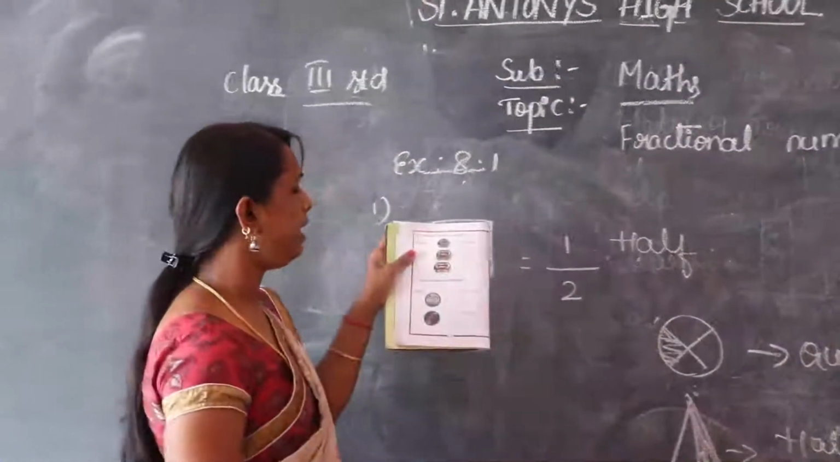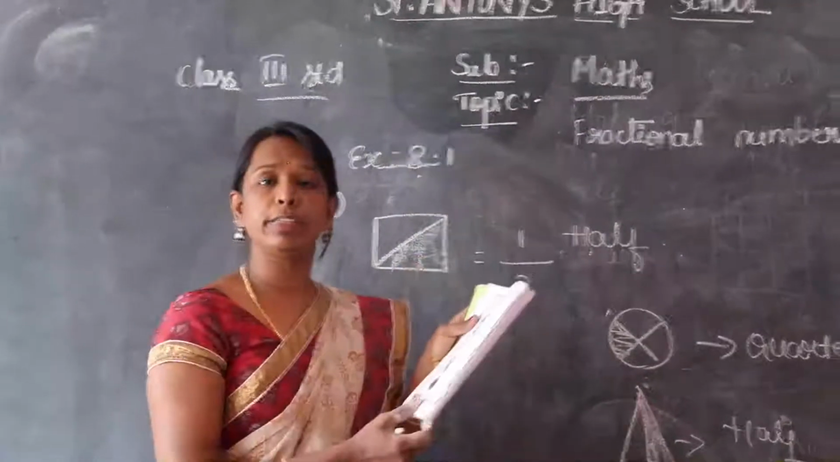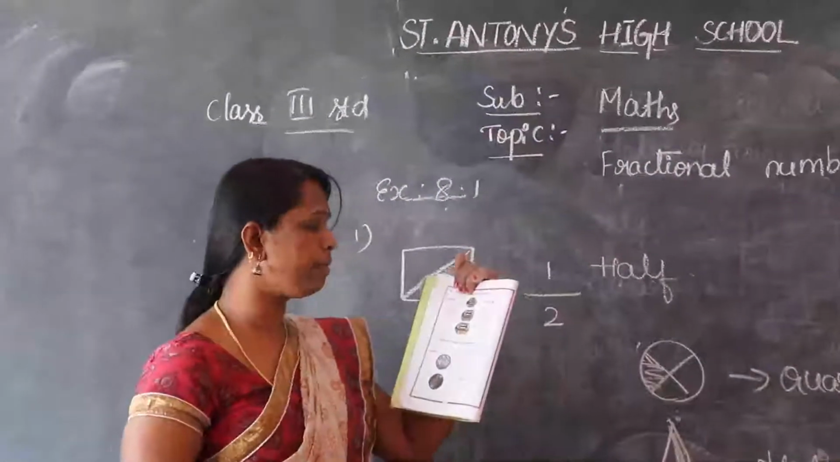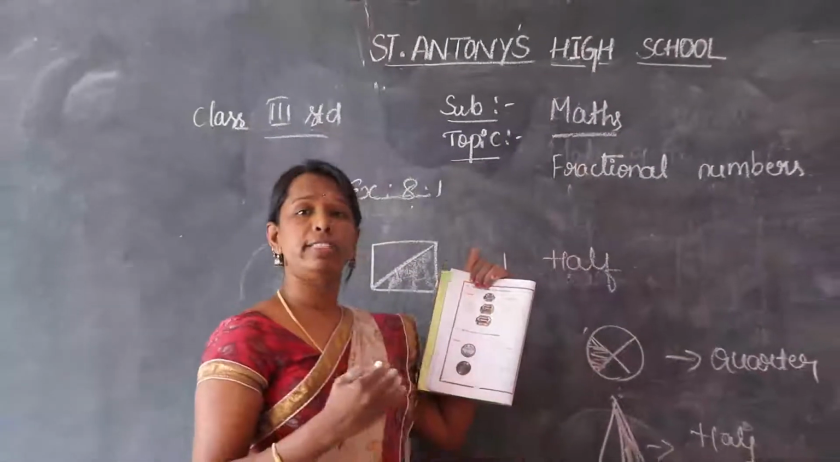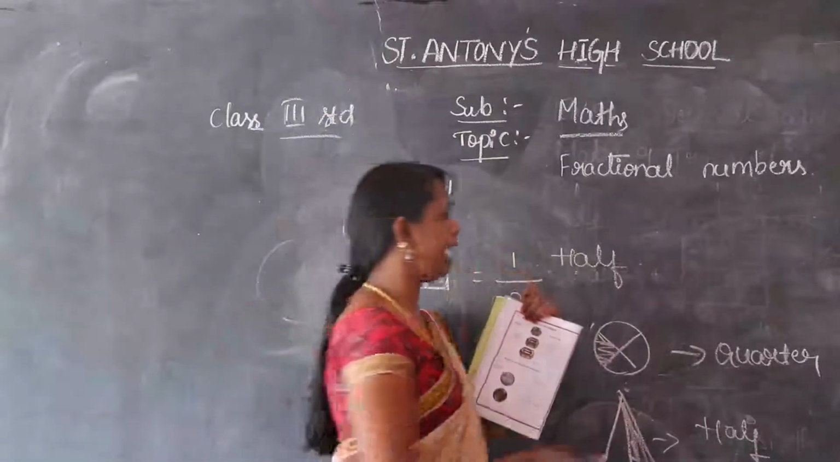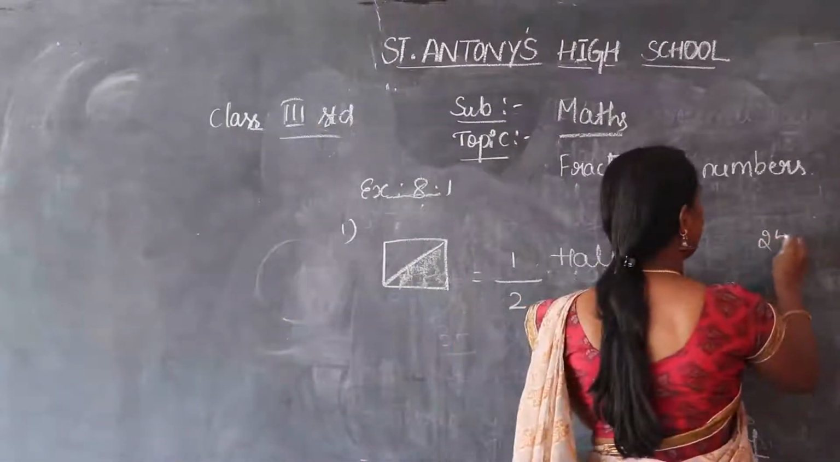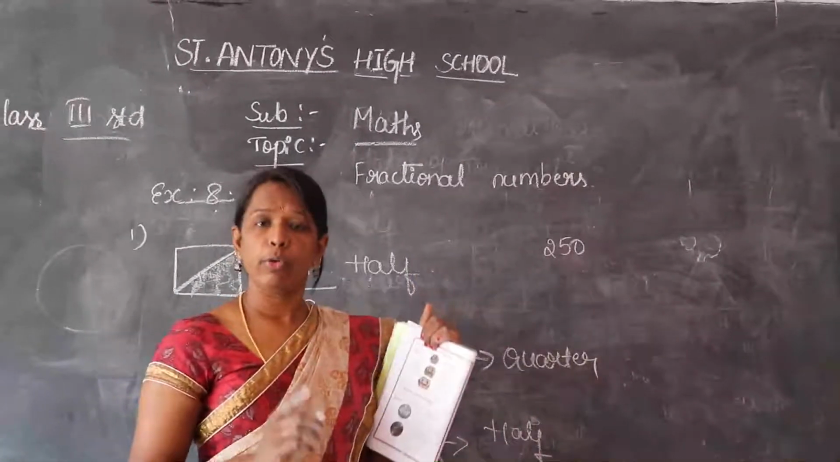Okay children, next, write as shown in the example. Here some weights are given, so we have to write them in terms of kgs, that is kilograms. As per the example, you have to write the fractional weights. Okay, the first one, they have given 250 grams. So 250 grams is a quarter of 1 kg. A quarter of what?